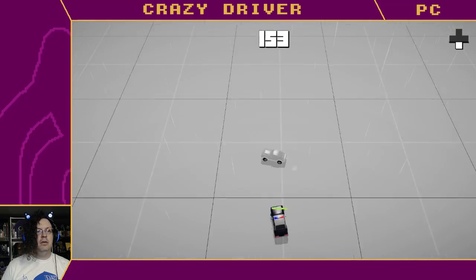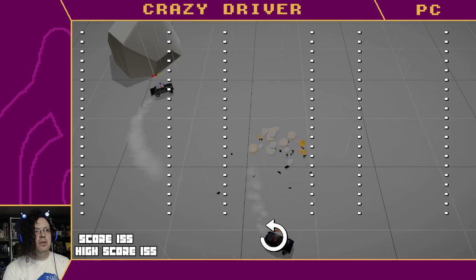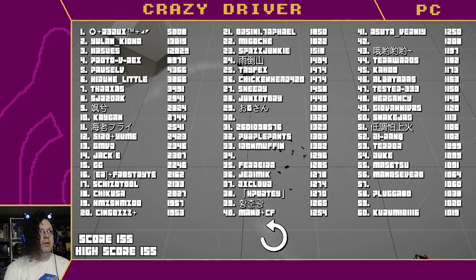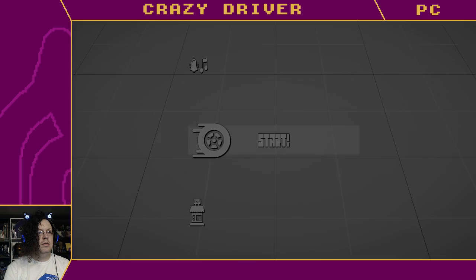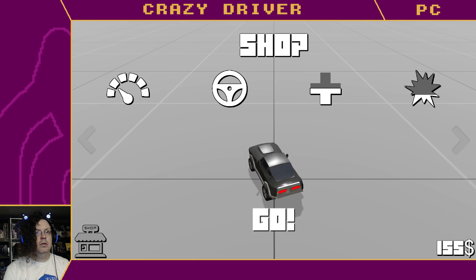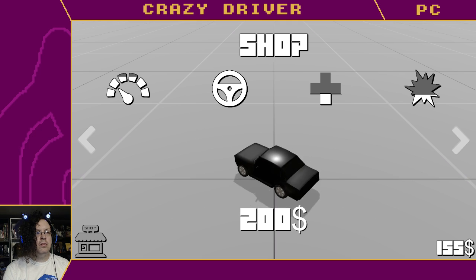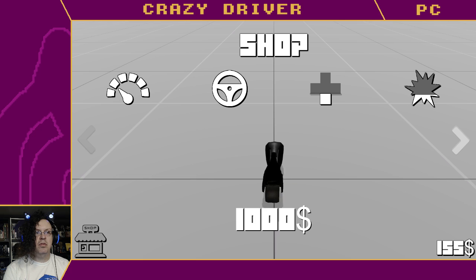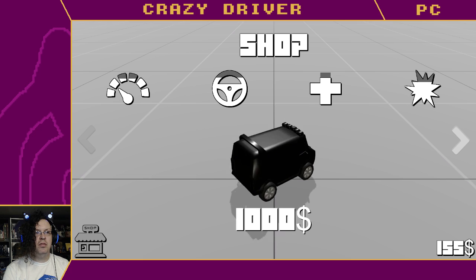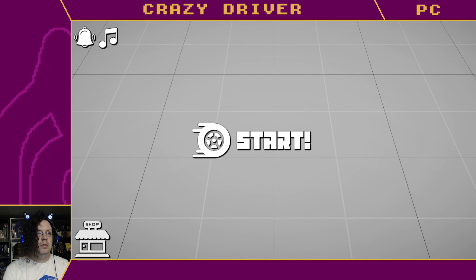Trying to get that repair. The whole idea is you get money. What can we buy? Okay, so it's just new cars. I thought you could buy weapons. Some versions I've played of this have weapons. Versus the 18 van, and yeah, we've played at least one or two of these before.